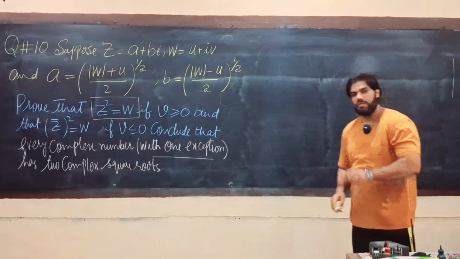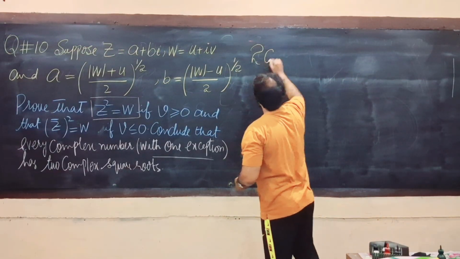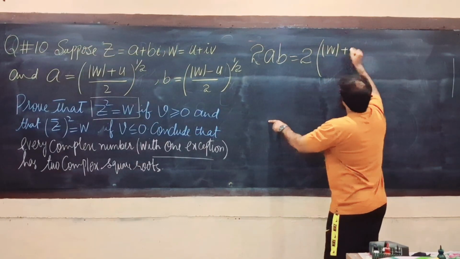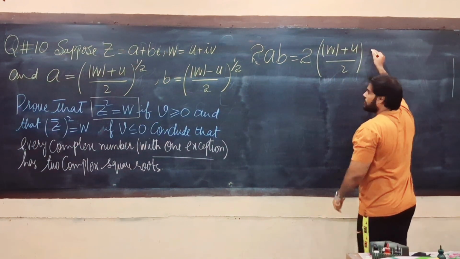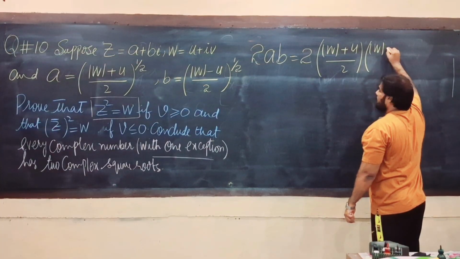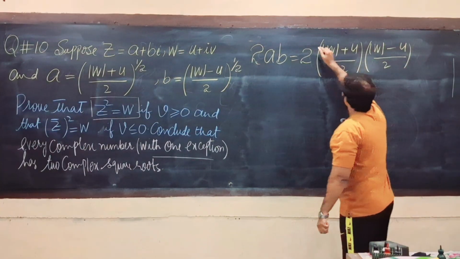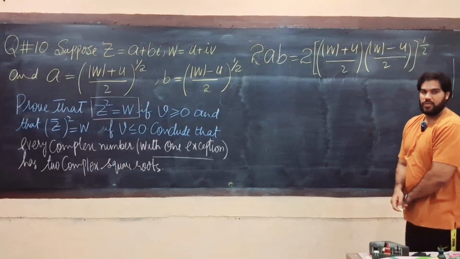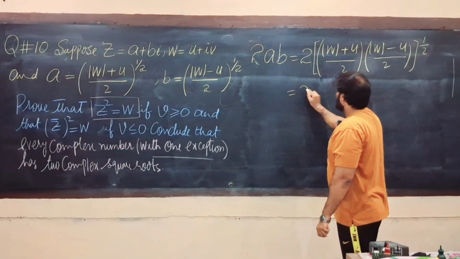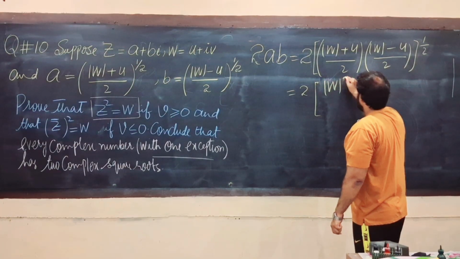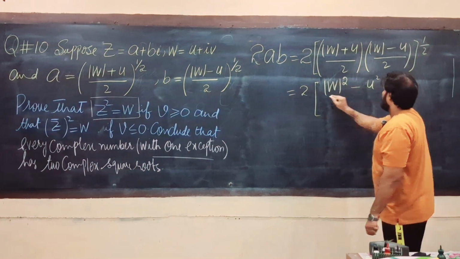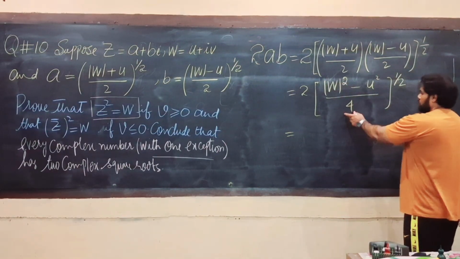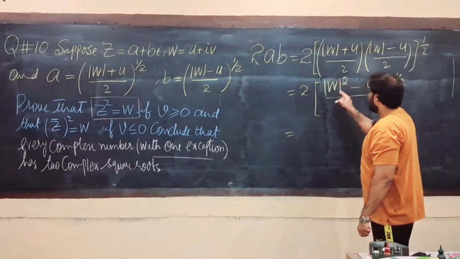Now we have to show that the value of v is equal to 2ab, so we calculate 2ab. What is a? a is the square root of (magnitude of w plus u) over 2, into b, where b is the square root of (magnitude of w minus u) over 2. We can enclose both of the values in a single square root. Applying the algebraic formula a square minus b square in the numerator, we have 2 into the square root of (magnitude of w square minus u square) over 4. The square root of 4 is 2, which will be cancelled with this 2. We have remaining the square root of magnitude of w square minus u square.